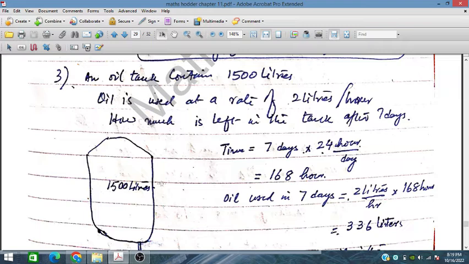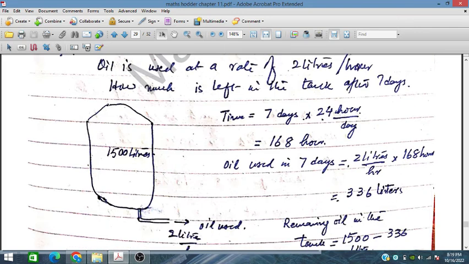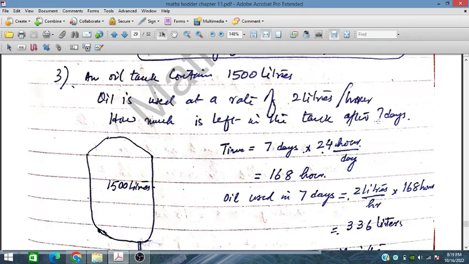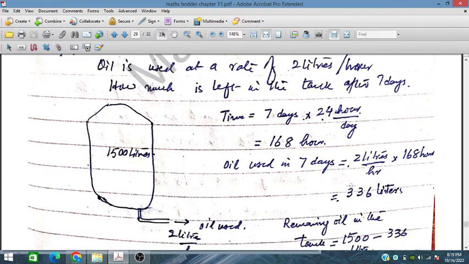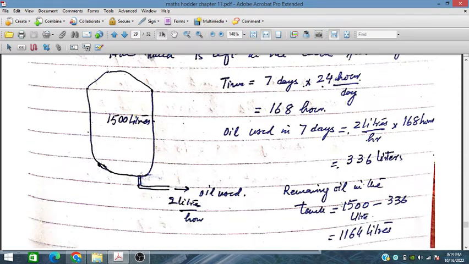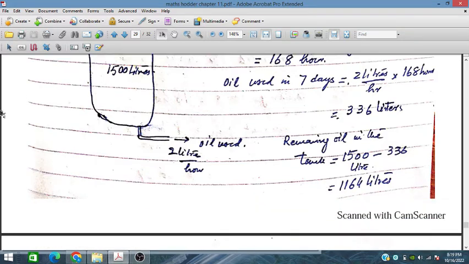So the oil used in 7 days is 2 liters per hour, decreasing 2 liters every hour. In 168 hours, which is equivalent to 7 days, 336 liters will be consumed. So the remaining amount would be 1500 minus 336 that is consumed. So the remaining oil in the tank is 1164 liters.